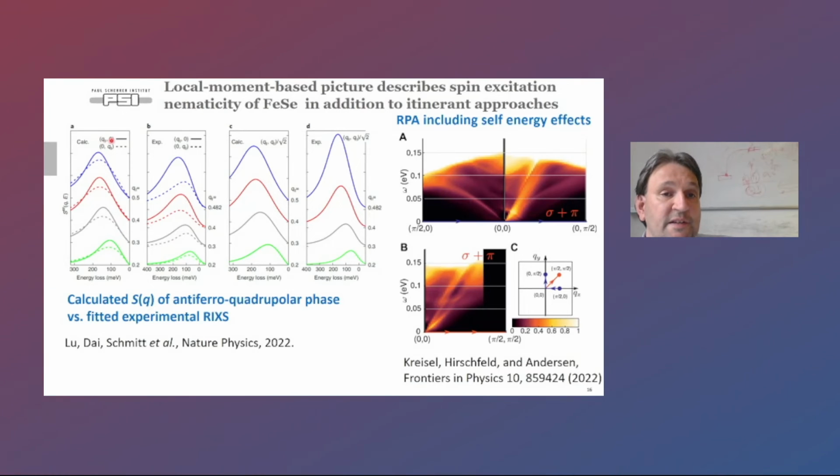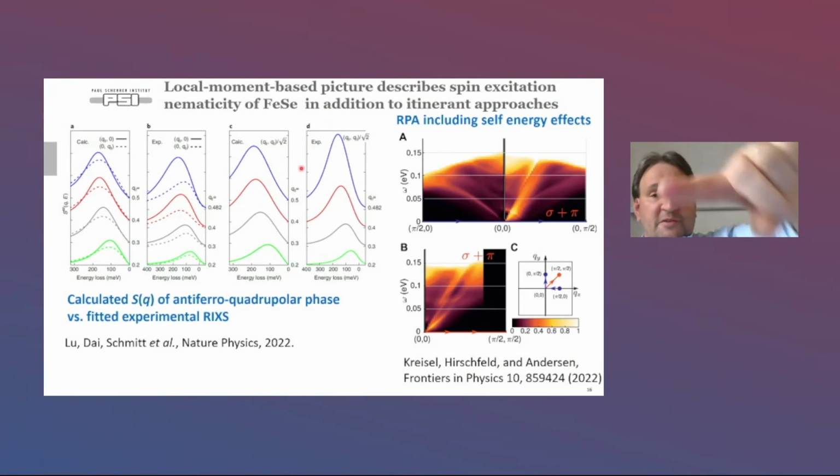When you see here on the left side the calculations and compare them with the experiment, you see that this local moment-based approach is very nicely accounting for the spin excitation anisotropy in iron selenide. The same, of course, for the pi direction. So the calculated S of Q in a local moment-based picture, which is in this case an antiferro quadrupole phase, is very well fitting the experimental data.